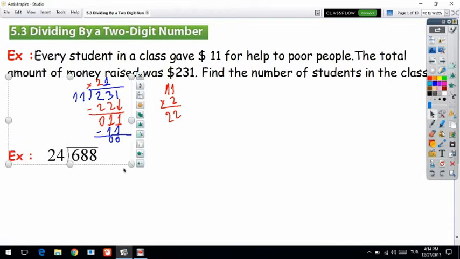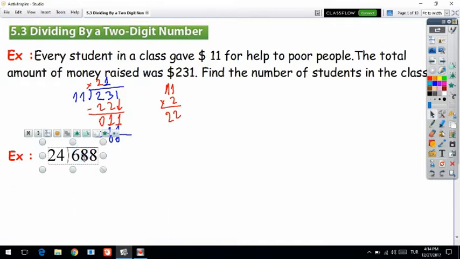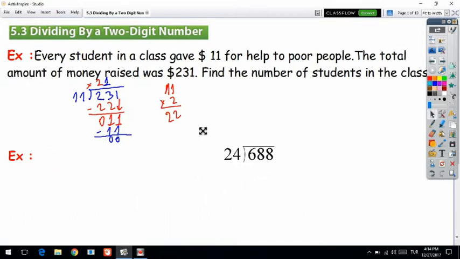Okay, first of all, I want to show you this example. I want to bring this one here, okay? To understand well. Okay, this example here. First of all, we have a two-digit number as the divisor. How many 24s do we have in 68, right? So, okay, now how many guys? Okay, say something. 2.